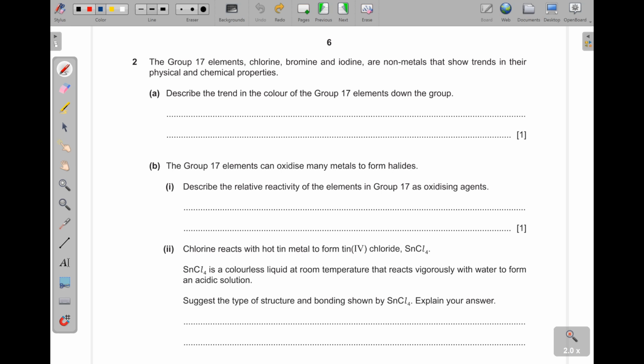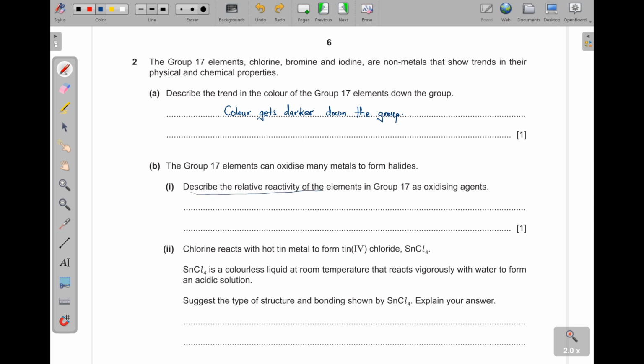We have that fluorine is a pale yellow-green, you can say yellow-green gas. Then bromine is a brown liquid. Going down, iodine is a dark gray solid or even black solid. So the color gets darker. We just say color gets darker down the group. As simple as that.